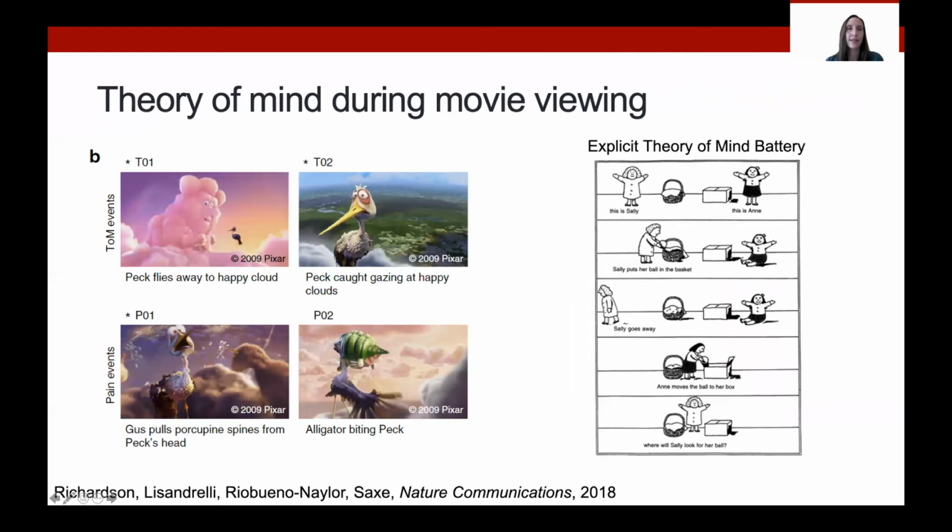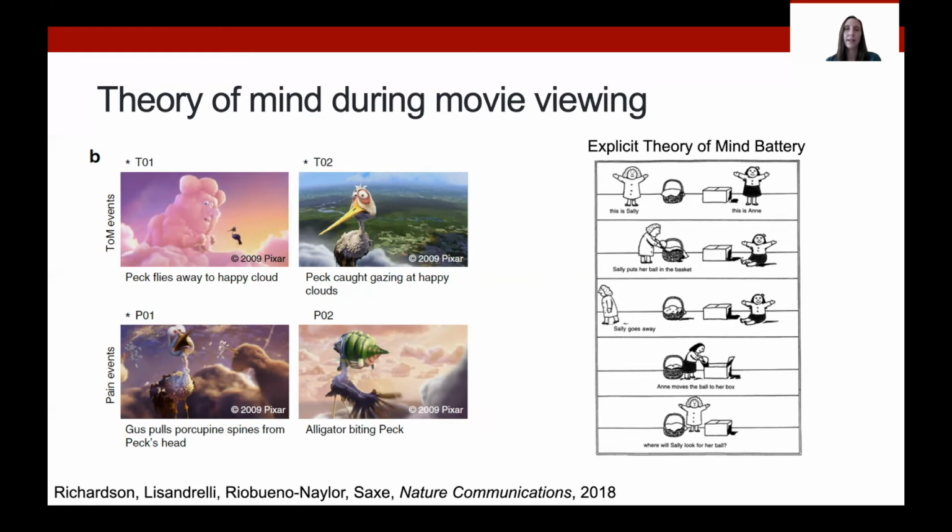And this Partly Cloudy data set is a 6-minute short animated video from Pixar that is a really nice way to look at the development of the social brain, because it has a lot of scenes that really elicit theory of mind reasoning. And in addition to having this short, engaging clip, they also collected data on behaviorally looking at an explicit theory of mind battery. And there's over 150 children ages 3 to 12 who participated in this movie scan, contributed data from movie viewing, as well as data from this behavioral battery.